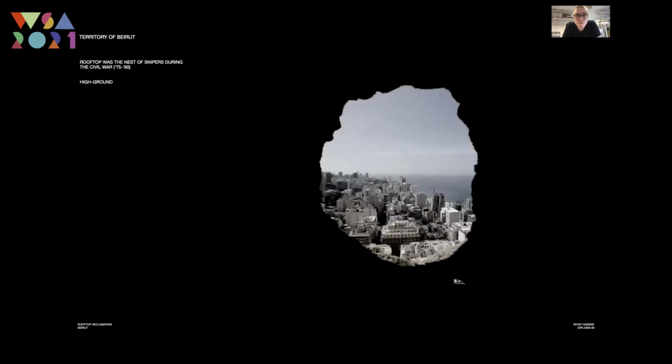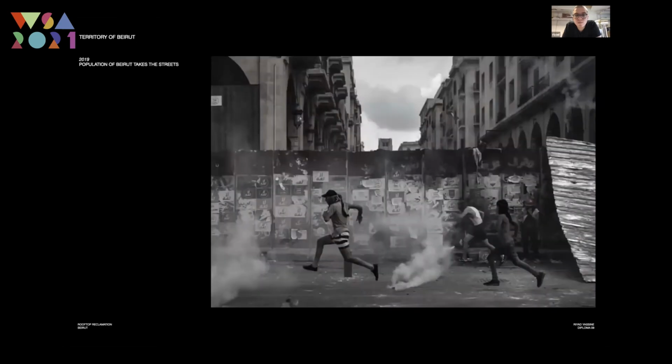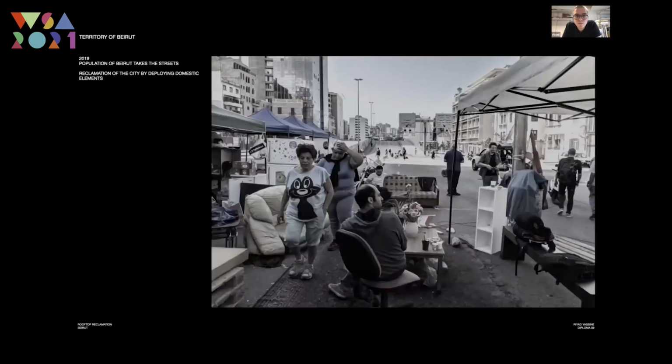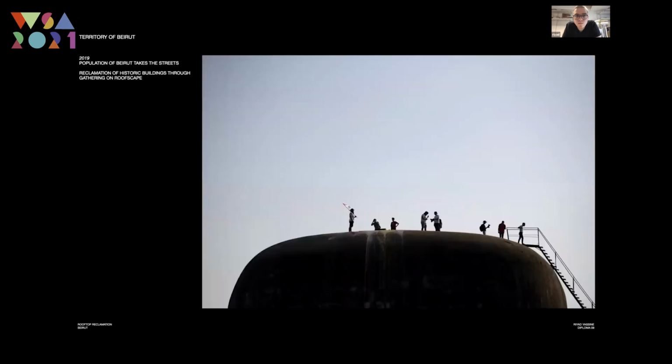The people of Beirut have shown a will to reclaim the city. In the 2019 protests, people expressed distrust in the public institutions and reclaimed the streets as their own. One of the tactics used by the protesters was placing carpets and living room furniture on the asphalt. As part of the riots, the protesters climbed on top of monumental buildings to claim them as the people's.